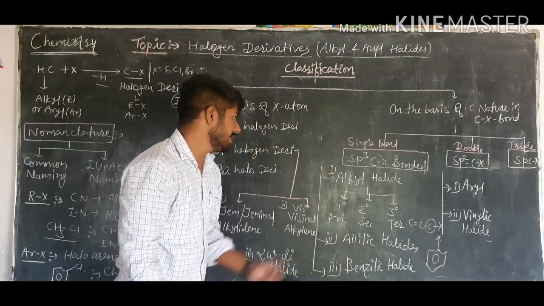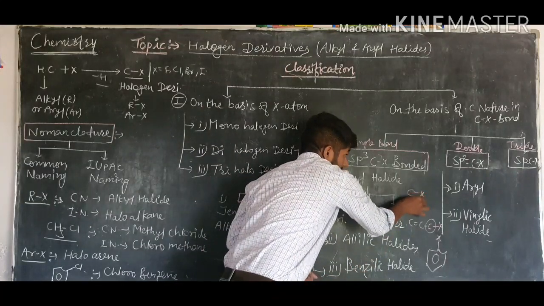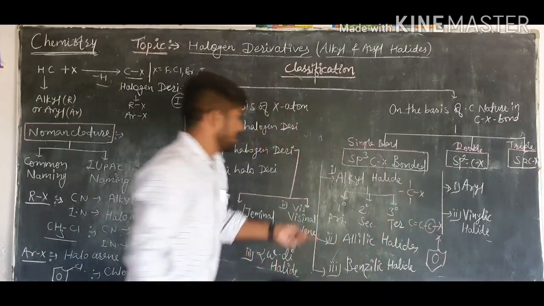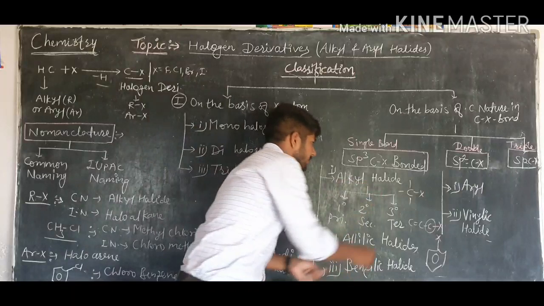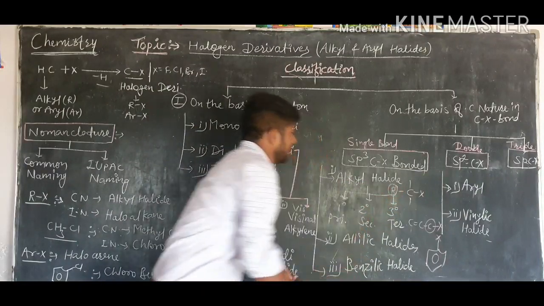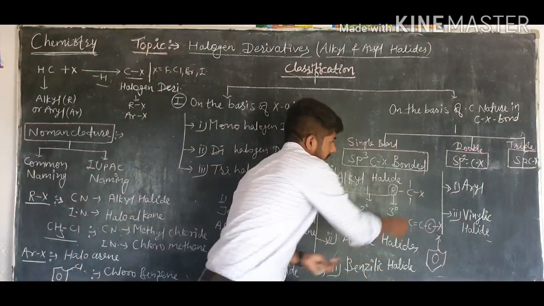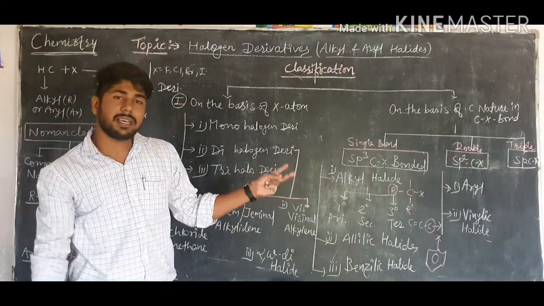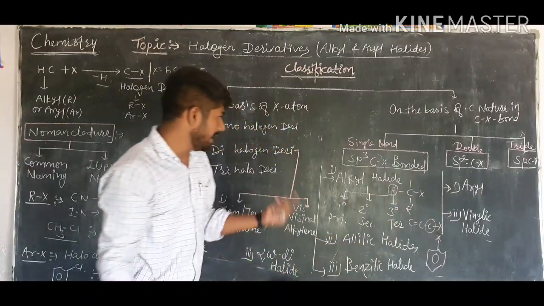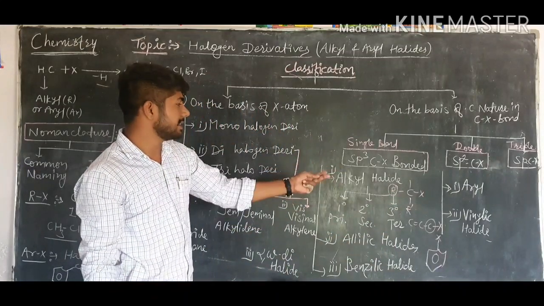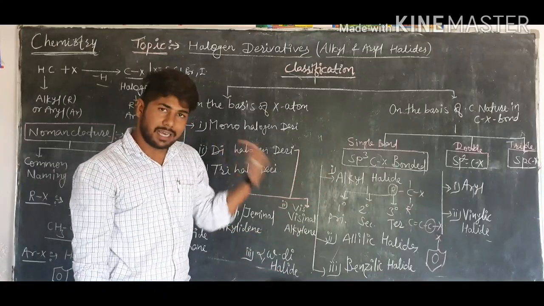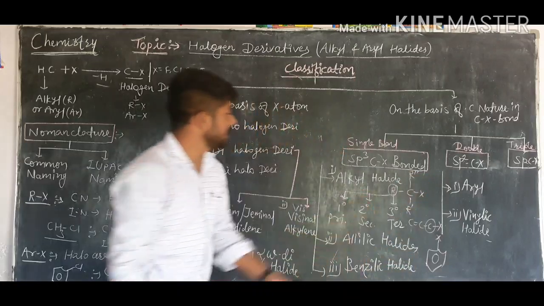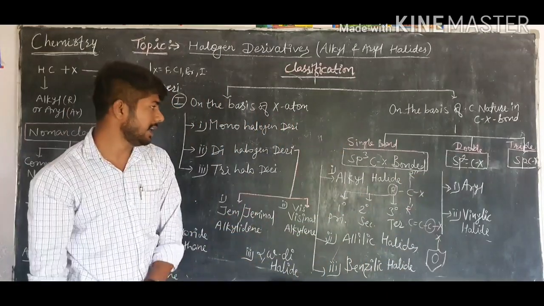Primary, secondary, and tertiary. Primary halide: the halogen is attached to a carbon, and that carbon's other three valencies are single bonded, in which one valency is covered by an alkyl group; it is called 1 degree. If two valencies are covered by alkyl groups, it is called 2 degree, and if the halogen-attached carbon has three alkyl groups, then it is called a 3 degree tertiary alkyl halide.